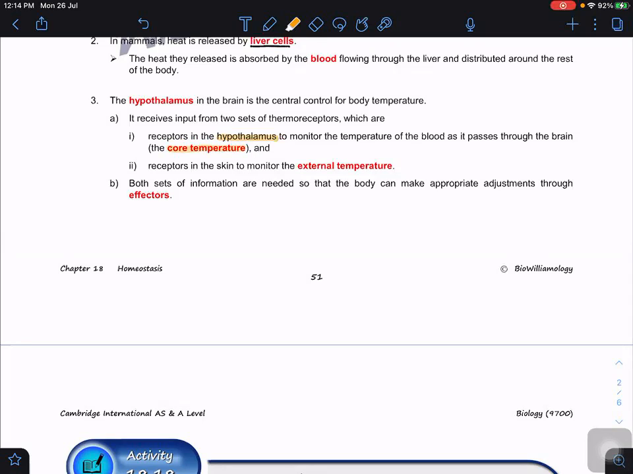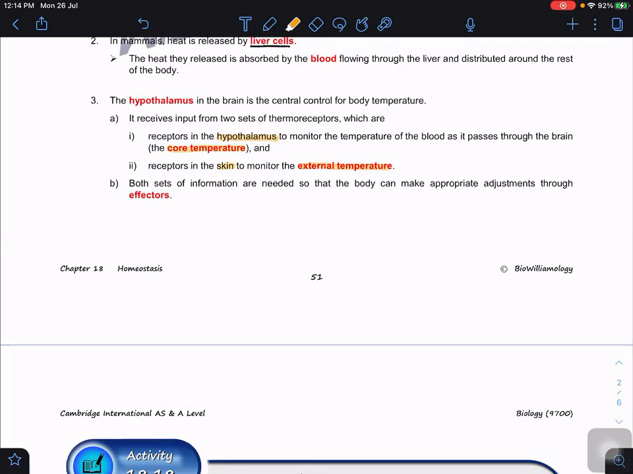Are you clear? Then another set is located on our skin, the thermoreceptors on the skin, to monitor the external temperature. These two sets of thermoreceptors detect the stimulus: one is the core body temperature, the other is the external temperature. These two sets of data, or input, will be sent to the hypothalamus of the brain, which acts as the central control for body temperature.